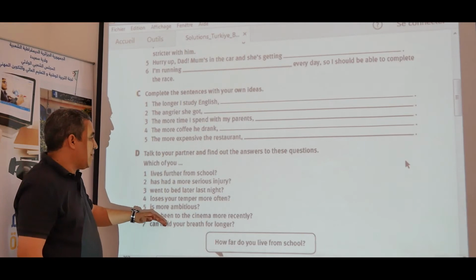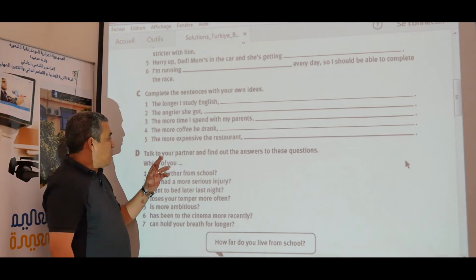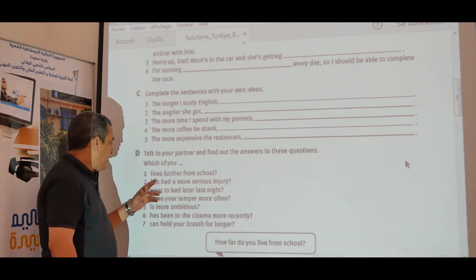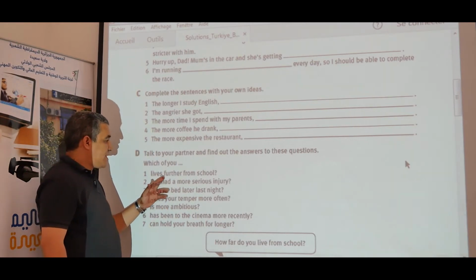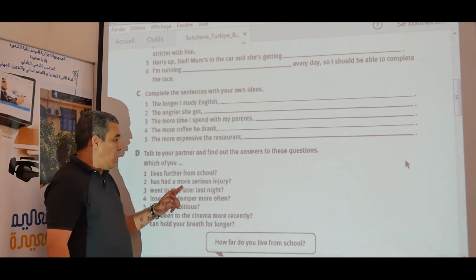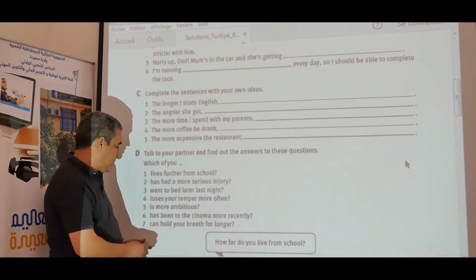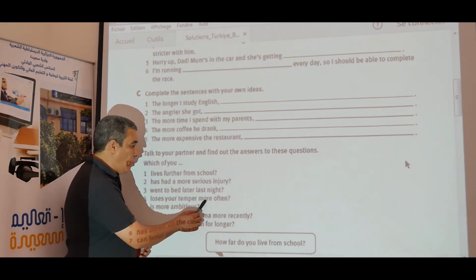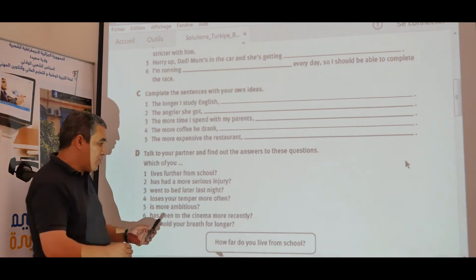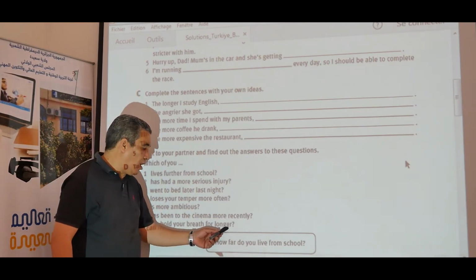Forming questions, for example, or thinking of someone in your class actually. Now, talk to your partner and find out the answers to these questions. You can think about them. Now, for example, number 1, lives further from school? Has had a more serious injury? Went to bed later last night? Loses your temper more often? Is more ambitious? Has been to the cinema more recently? Or can hold your breath for longer?